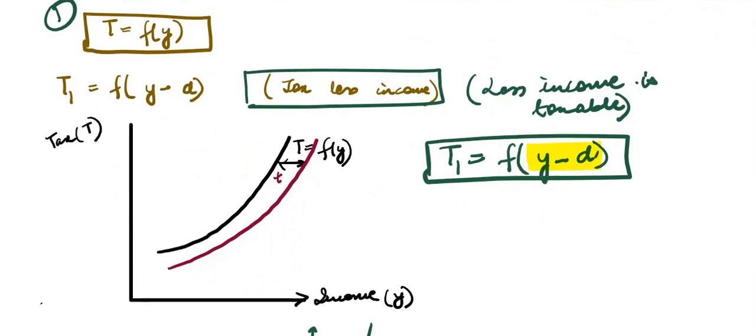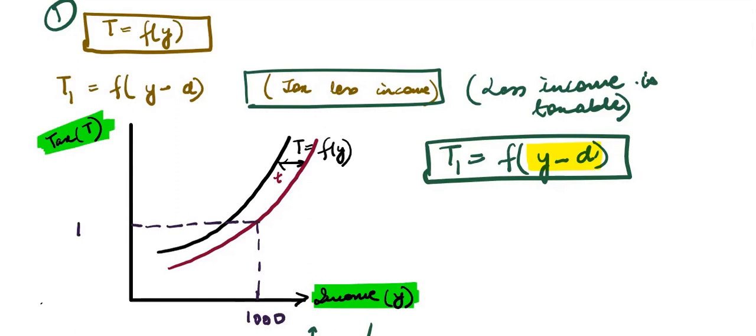Now, assume that this is my income, and supposedly this is the tax. Let's say that initially I am paying a certain level of tax. So if my income is 1,000, I am paying 100 as tax. Now, what has happened is my net income has reduced. I don't have to pay tax on 1,000 rupees. I just have to pay tax on 800 rupees. You see this? My net income has reduced. I'm paying tax on a lower income.